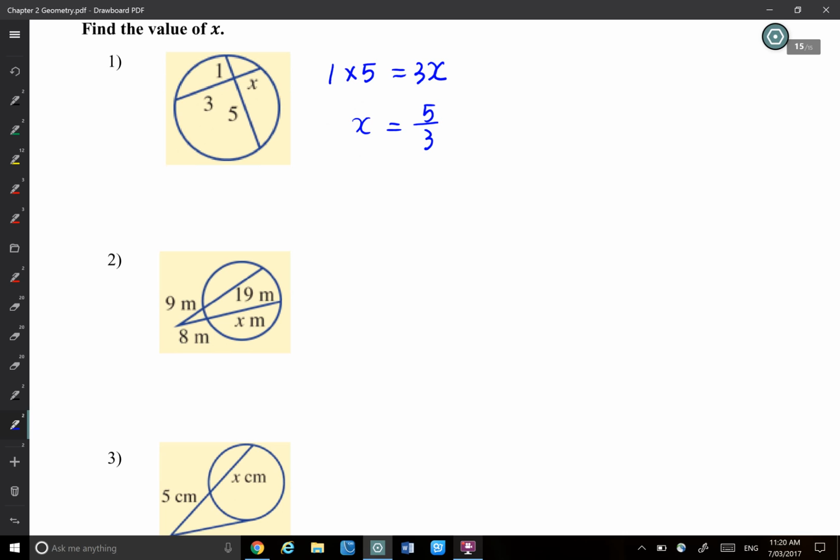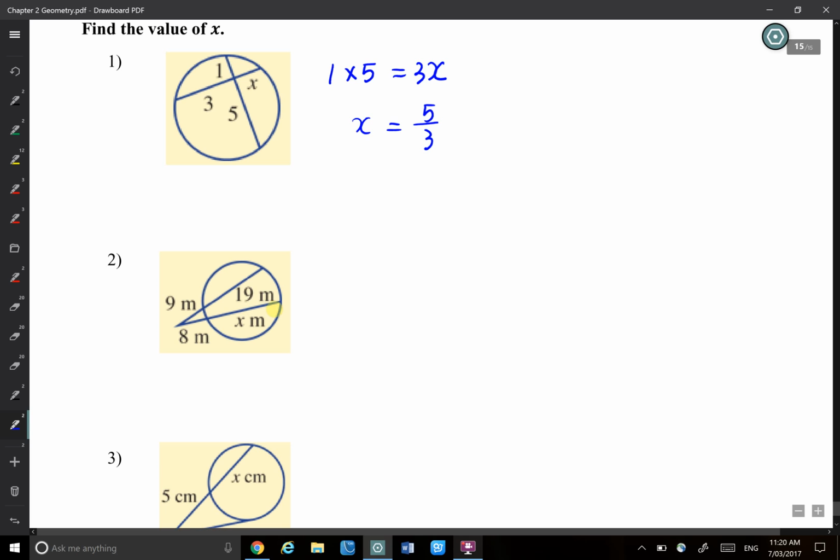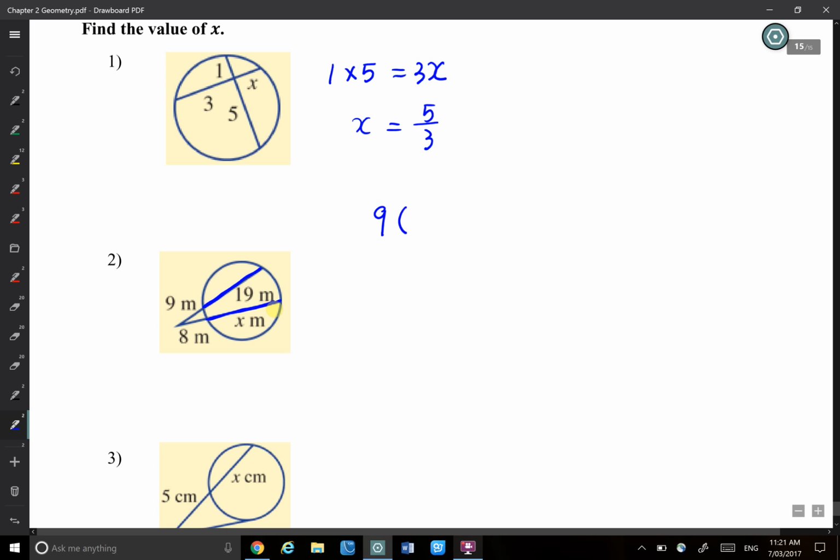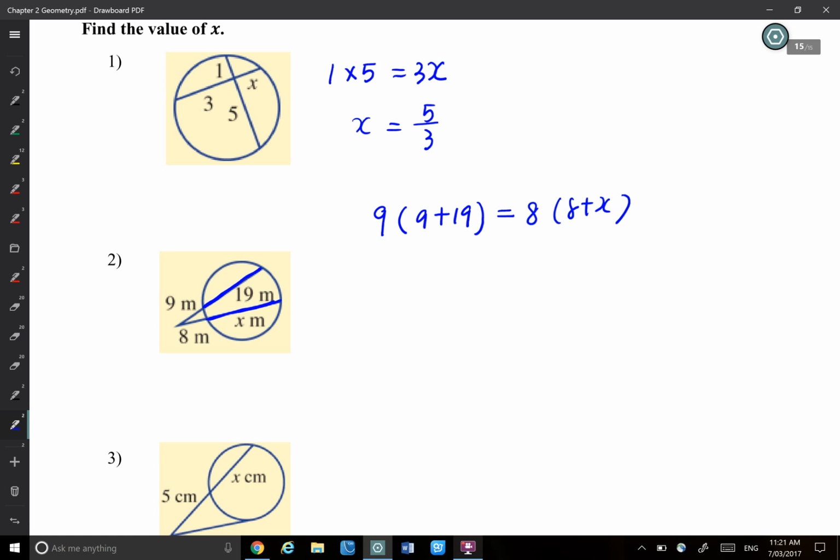And the next one intersects outside. So this part is 19 and this part is x. It intersects outside, so it's the outside bit times the entire thing equals the outside bit times the entire thing. So it's the whole thing. You need to add them.